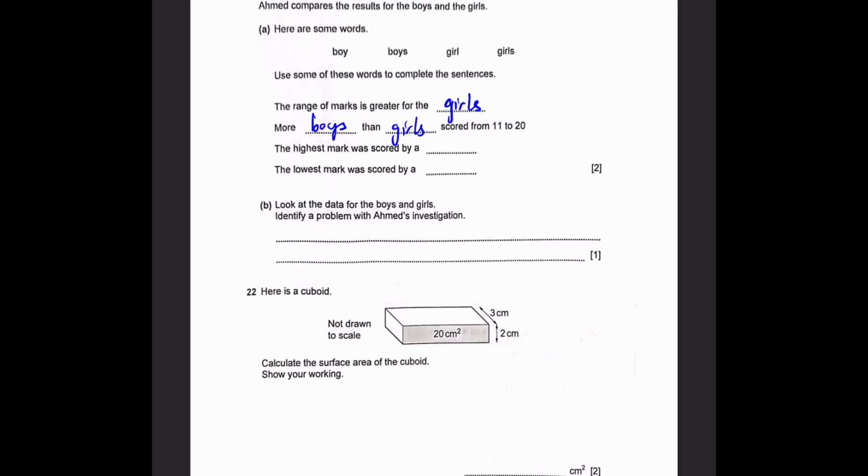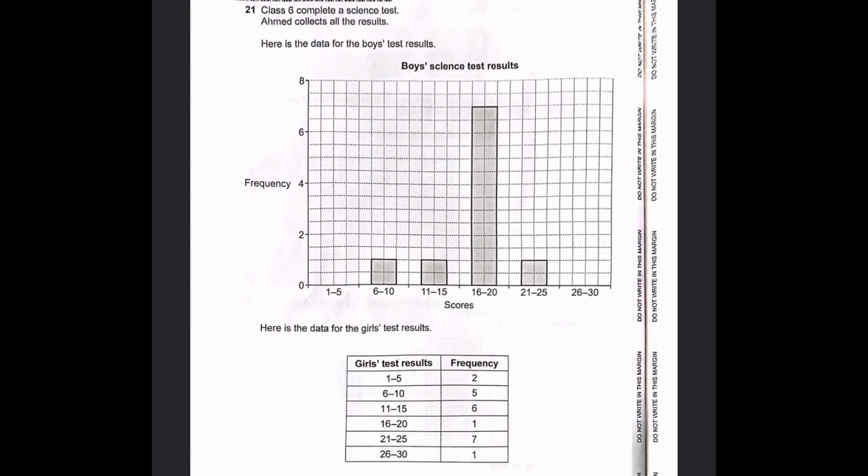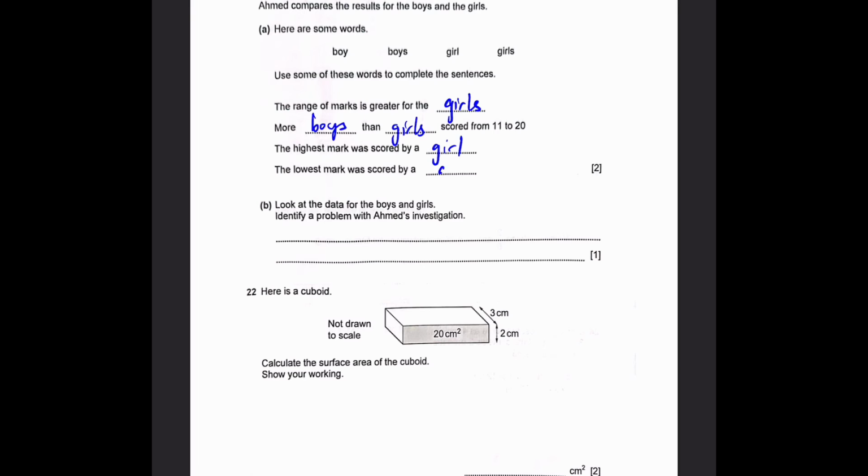The highest mark was scored by a dash and lowest mark was scored by a dash. So the highest mark, we can see, since the girl has frequency 1 for 26 to 30, which is highest, and boys have no frequency for that, so that means girl scored the highest. And for the lowest mark, 2 girls scored 1 to 5, while none of the boys did. So the lowest mark must be one of those 2 girls, so it is still a girl.